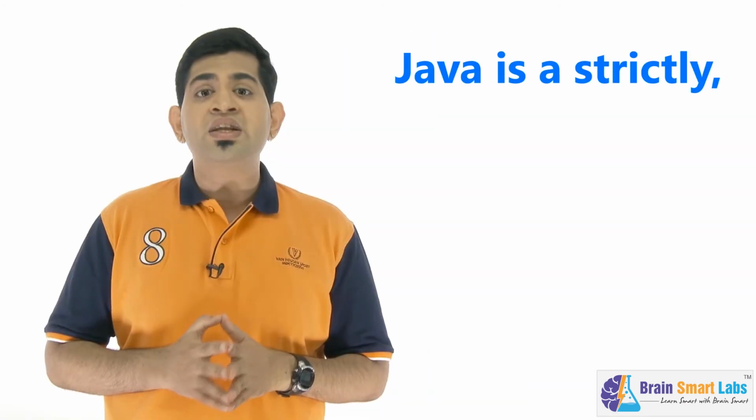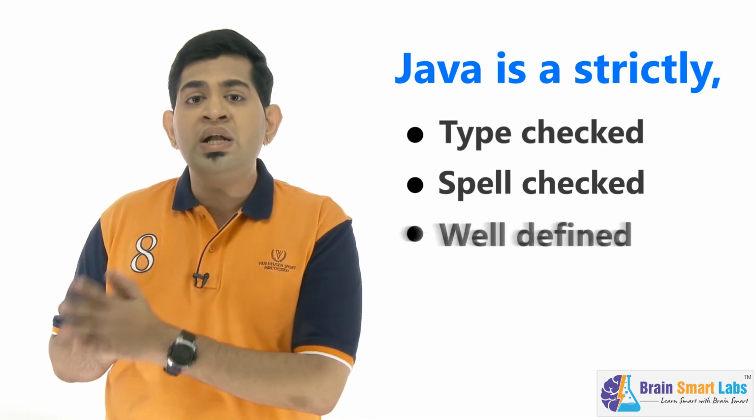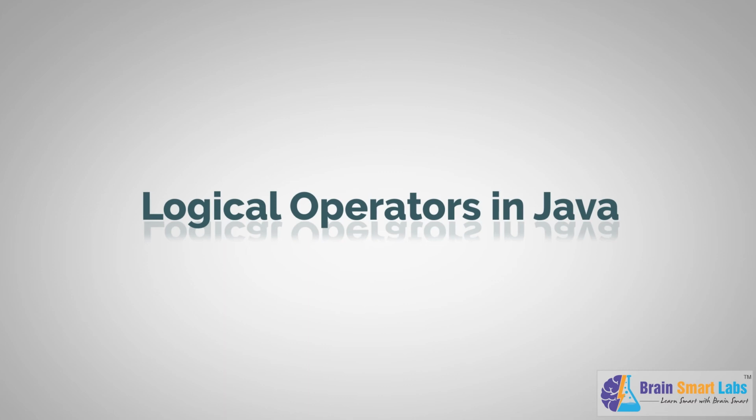In C, I know it would have worked anyway, but sorry, this is Java and Java is a strictly type checked, spell checked and a well-defined language. Mistakes here will not be tolerated and your compiler will pass you an error instantly wherever there is a mistake. So be careful. Next topic is logical operators. Logical operators in Java.